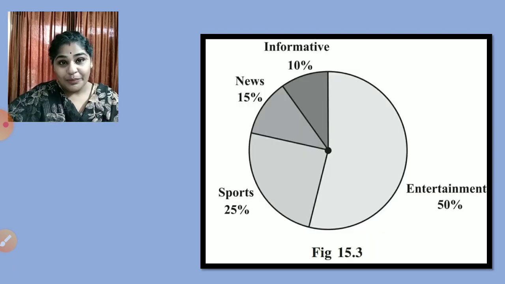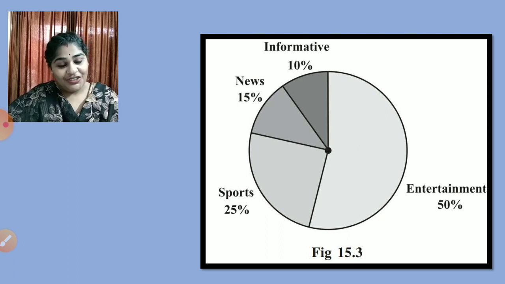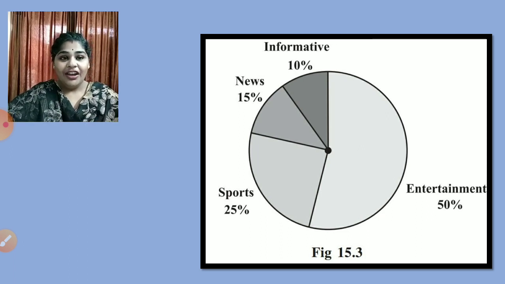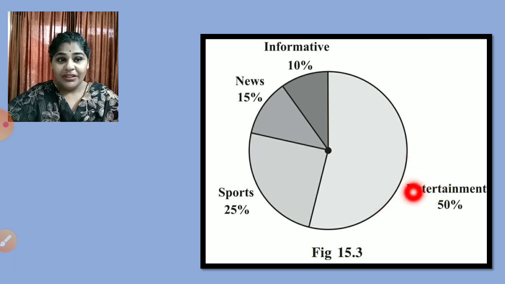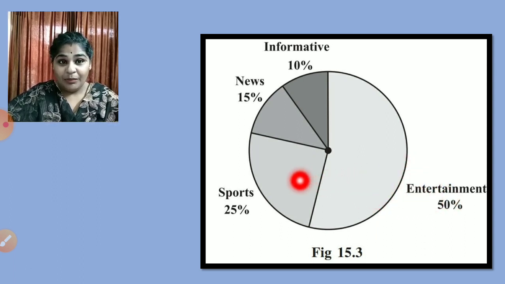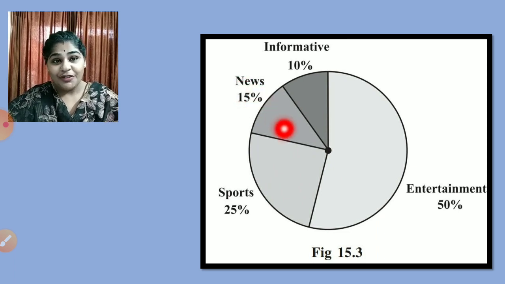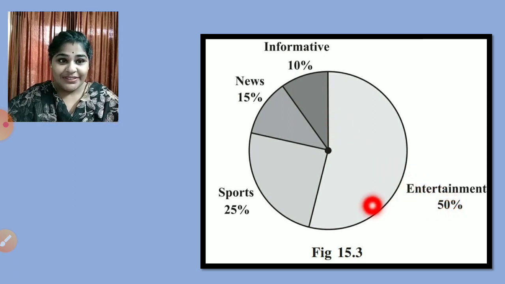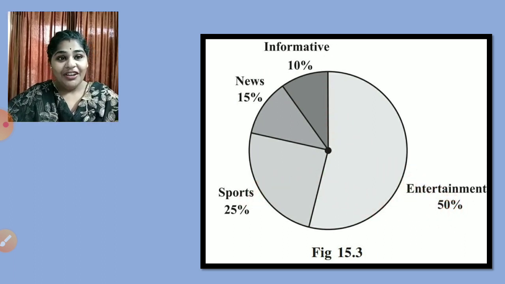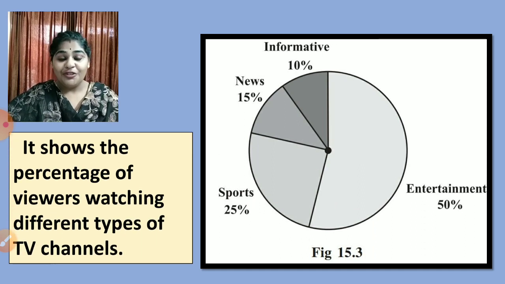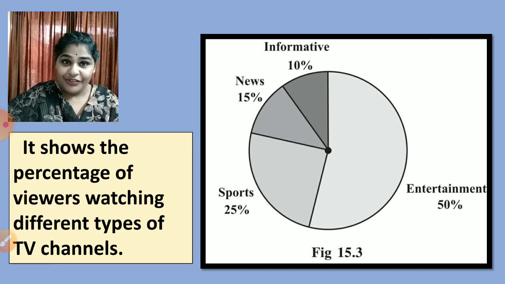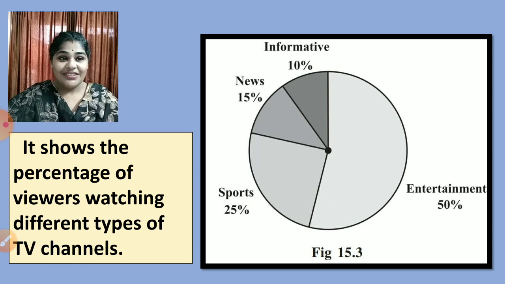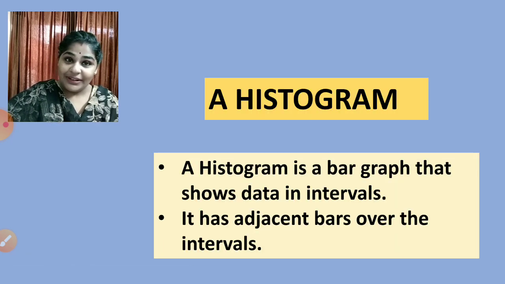So this is one example, children. Looking at the pie chart, we can say this is given about the different categories which people love to see on television. That is news: 15% of the people like to see news. Then entertainment 50%, then sports 25%. So it shows the percentage of viewers watching different types of TV channels. So this was our pie chart, children, which we have already studied.